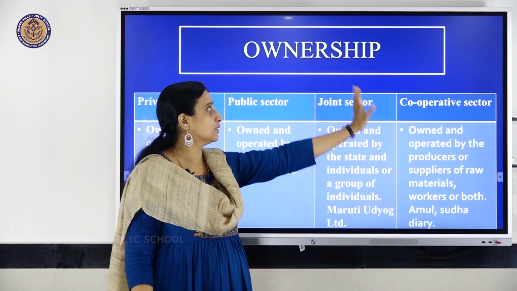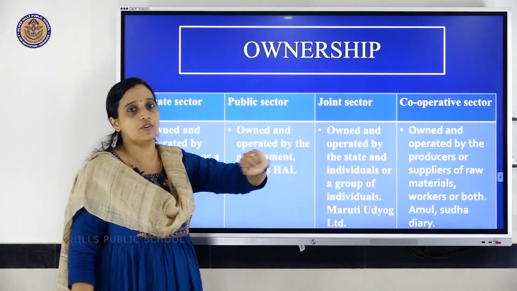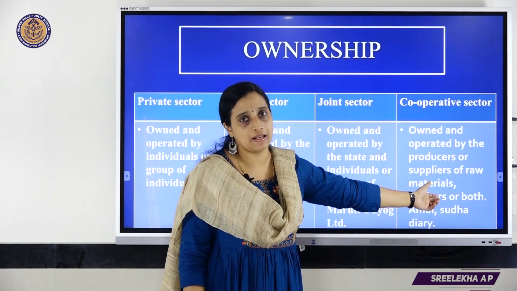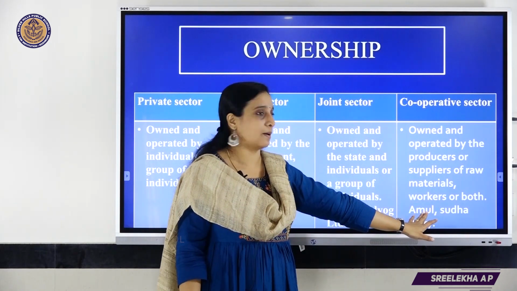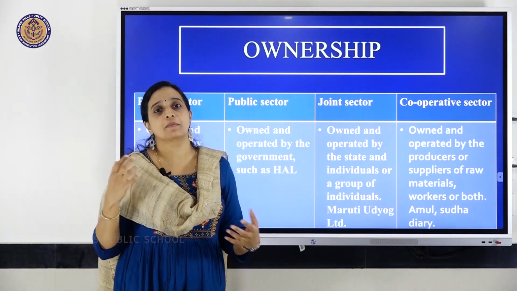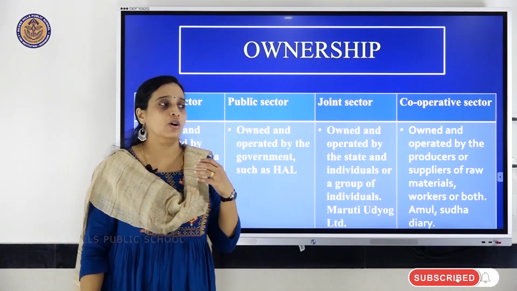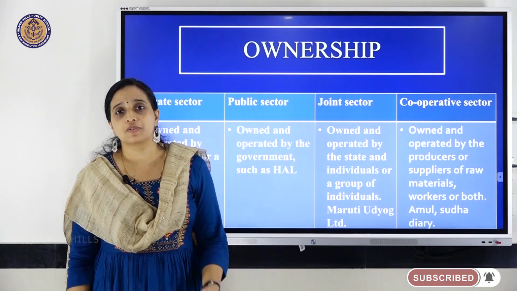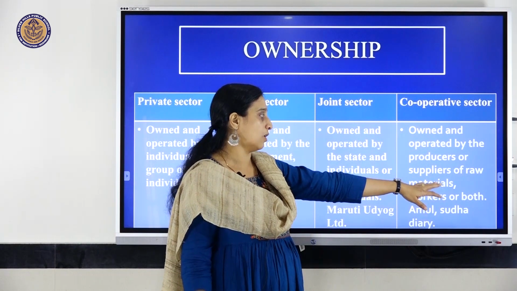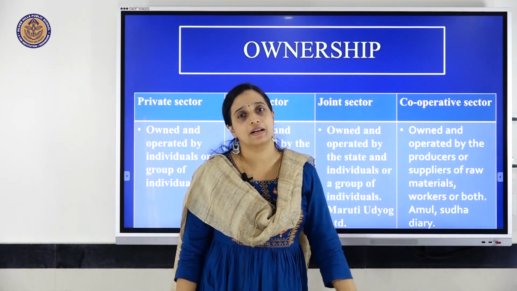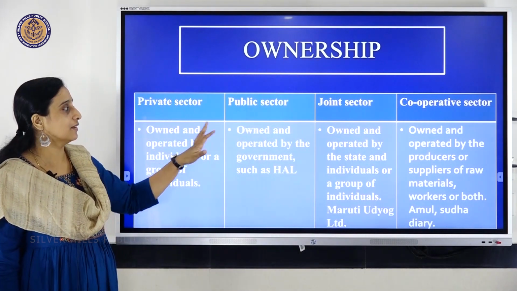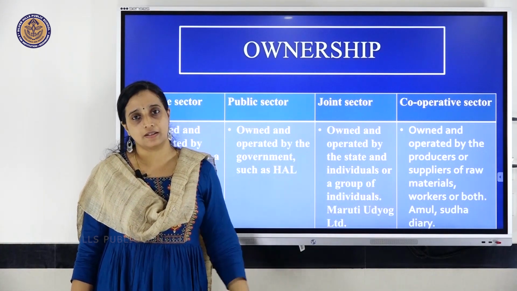The fourth sector under ownership is the cooperative sector, where the sector is owned by the producers or the suppliers of raw material. One such example is the Amul product, where the cow and dairy products, both raw materials, are owned by the producers and suppliers, and the output will be the different dairy products. Such a sector where the raw material is owned by the suppliers or producers is what we call a cooperative sector, which is the fourth division under ownership: public, private, joint, and cooperative sector.